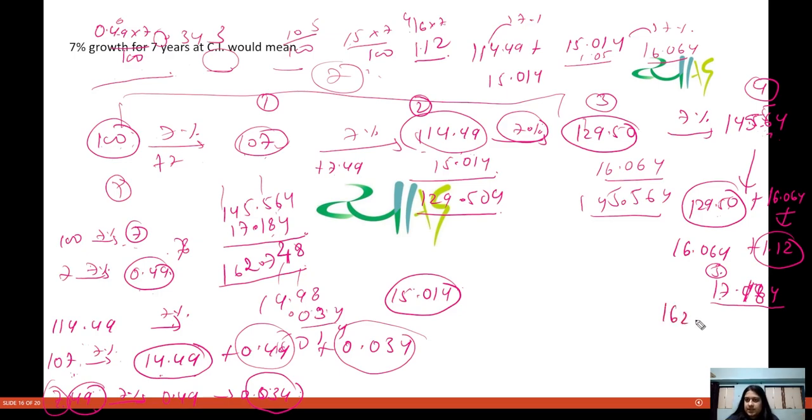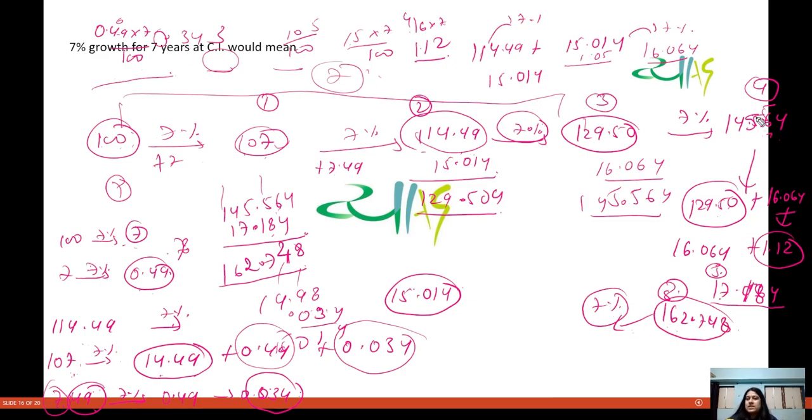Okay, we have this 162.748. So we have this fourth term, we have this fifth term. And now let's study this 7% more. See, this is 162.748. We need to find the 7% of this.